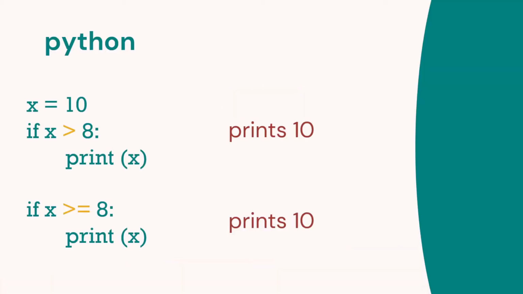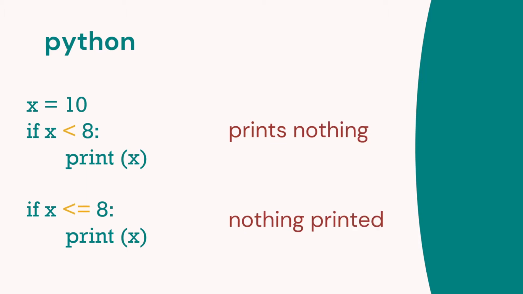Here we have some simple Python we've seen before. X is 10. If it's greater than 8, print X, prints 10. If it's greater or equal to 8, this still prints 10. If we change the operators around to less than, both these if statements will print nothing.